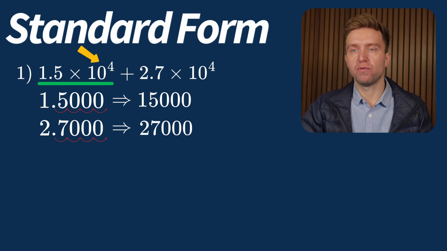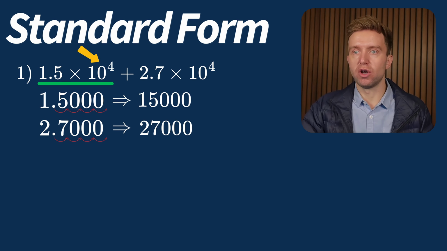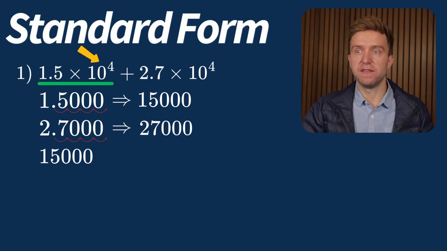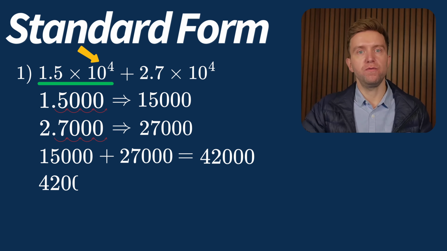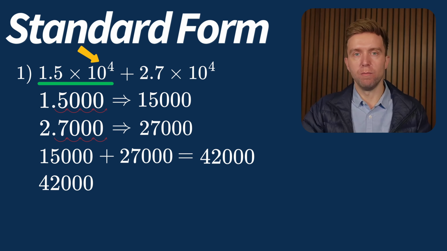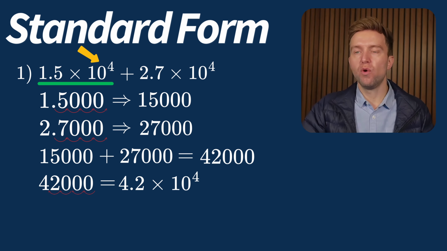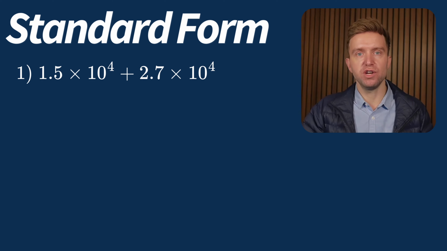And now that they're both regular numbers, this sum looks a lot less intimidating. 15,000 plus 27,000 is 42,000. And to put 42,000 back into standard form, we need to move our decimal point back 4 places to the left. This gives us a final answer of 4.2 times 10 to the power of 4. But there's a much faster way of doing it.